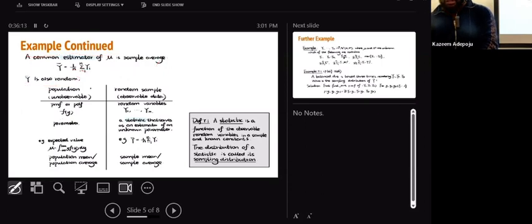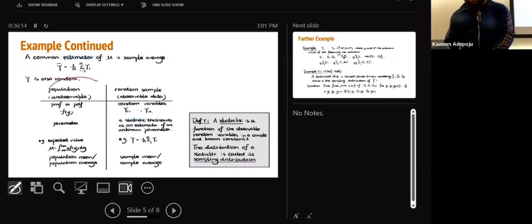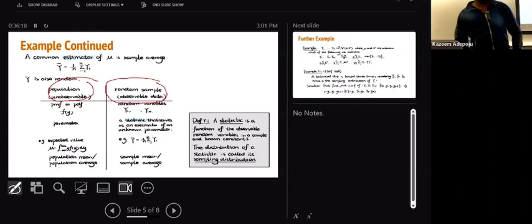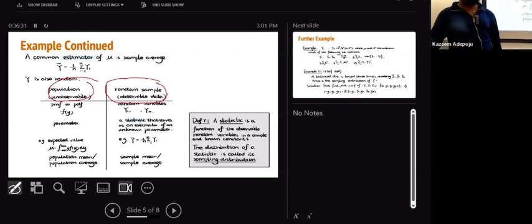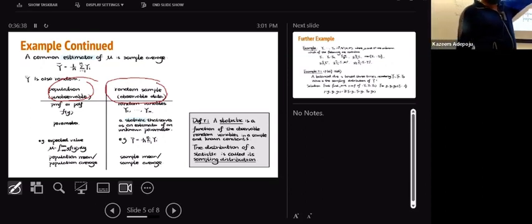Okay, now we want to talk about population and random sample. Population is unobservable. Why is it unobservable? Because you cannot examine every element in the population. We do not have resources for that. That's why we say unobservable. Why is the sample observable? Okay, that's the one you're going to work with, right?